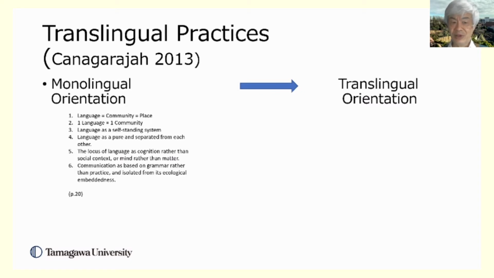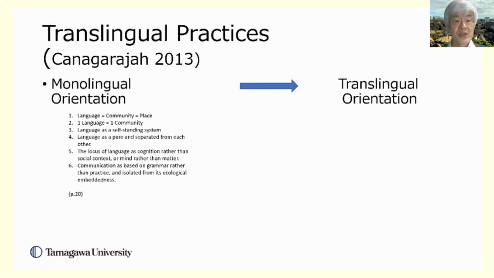That is the default now. Language as a self-standing system? No. Languages are pure and separated from each other? No. If you go there, you are constantly switching language depending on the situation and whom you are talking to. The locus of language as cognition rather than social context, where the mind matters but context doesn't? No. Social context plays an important role in language use. Communication is based on grammar rather than practice and isolated from its ecological embeddedness.